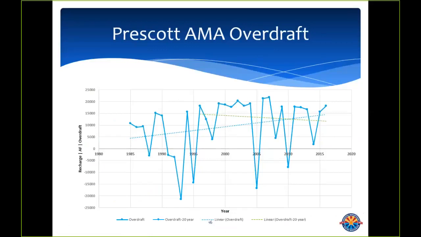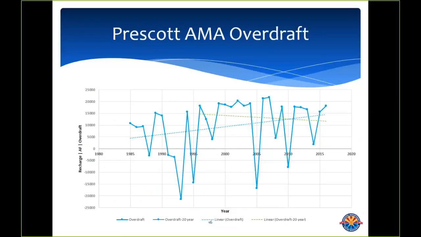So we also have for each AMA a chart reflecting overdraft for that AMA. The blue solid line here reflects an annual calculation of overdraft, and the blue dotted line is a linear trend line for the entire time period's worth of data. The green trend line is a linear trend line for the last 20 years' worth of data in this chart.